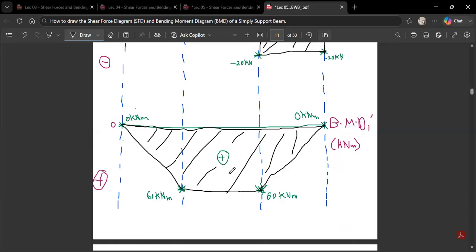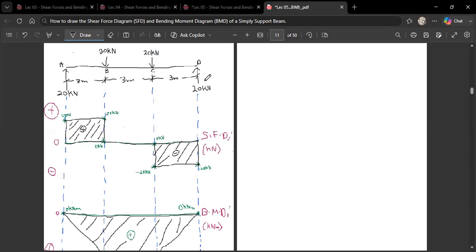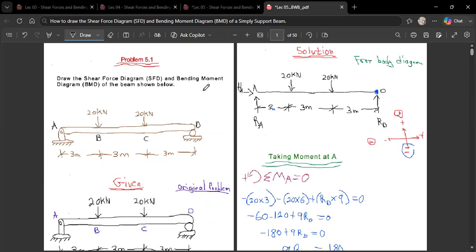So that is the shear force and bending moment diagram for the problem that we just looked at. Let me just give a summary, a recap, and then we see how best we can bring the lecture to an end.